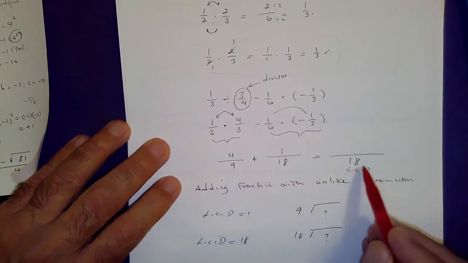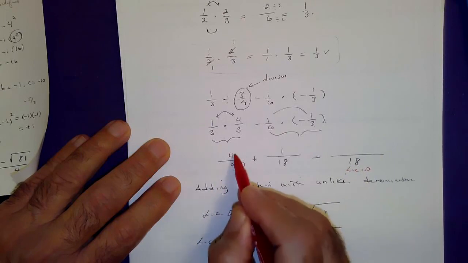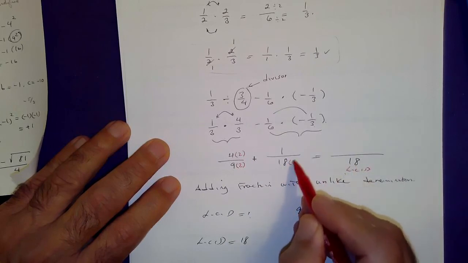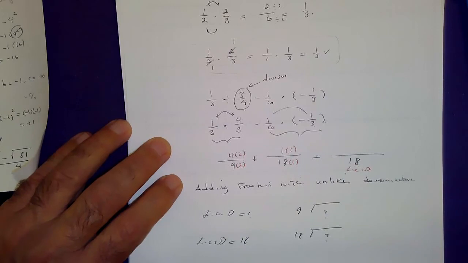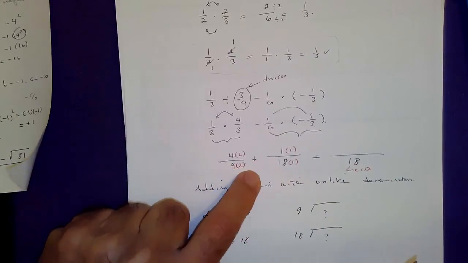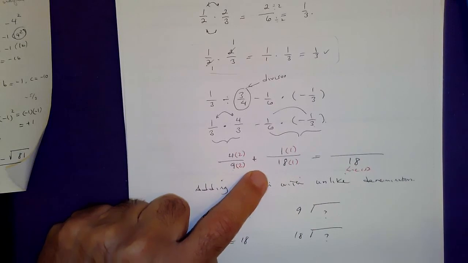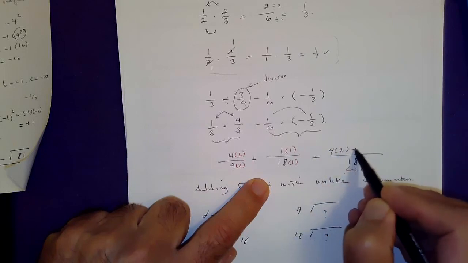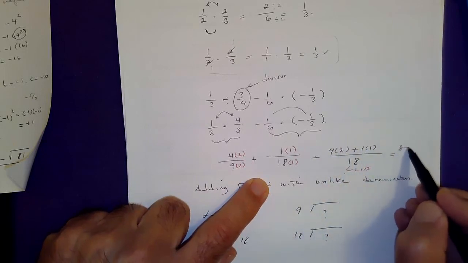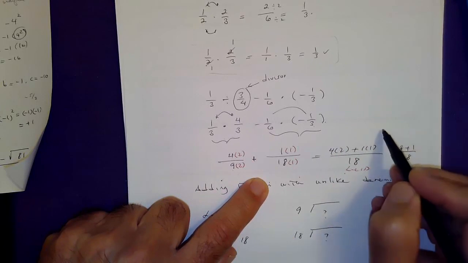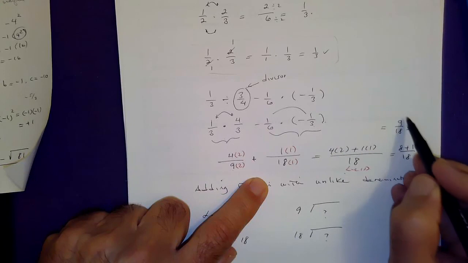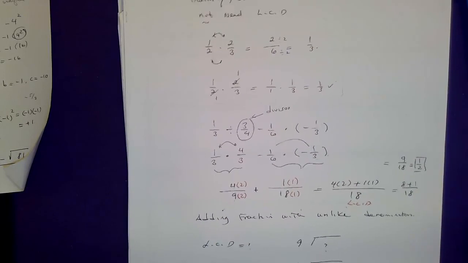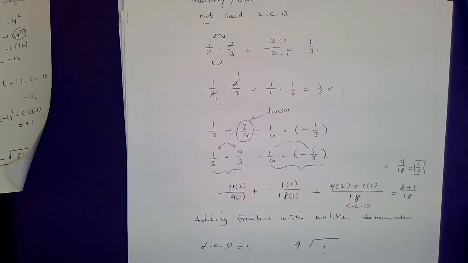9 goes into 18 twice, so you multiply top and bottom of the first fraction by 2. 18 goes into 18 once, so you multiply top and bottom by 1. By doing this, notice the denominators look alike. The minute you have like denominators, you add the tops. So this would be 4 times 2 plus 1 times 1, so 8 plus 1 over 18, which is 9 over 18, which reduces by 9 to 1 over 2. And that pretty much covers section 1.4.